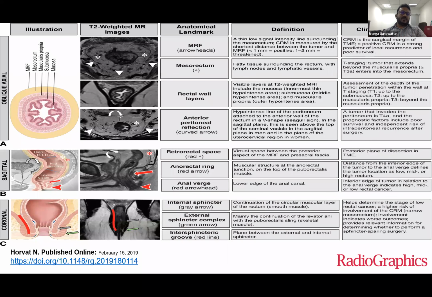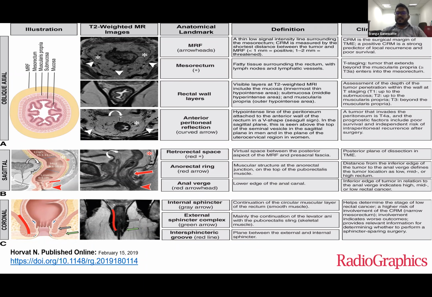And then of course you have to do a contrast CT to rule out any distant metastasis into the paraaortics, liver, and into the lung fields. Those are the basic imaging algorithms for a diagnosed patient with rectal cancer.